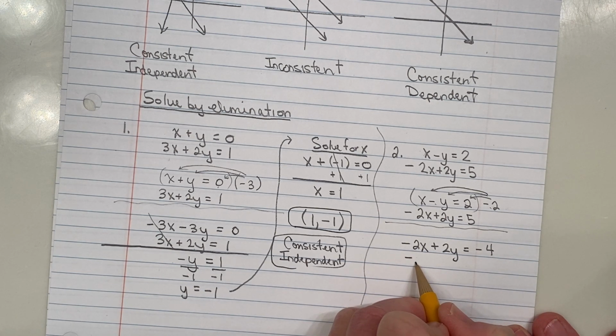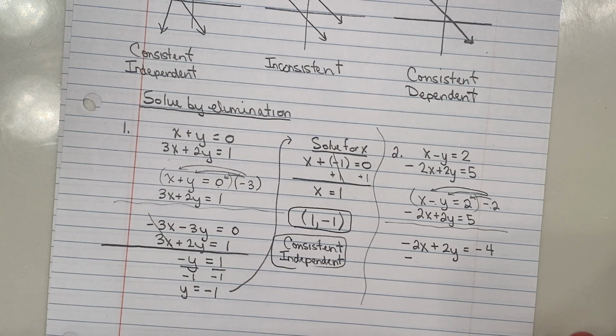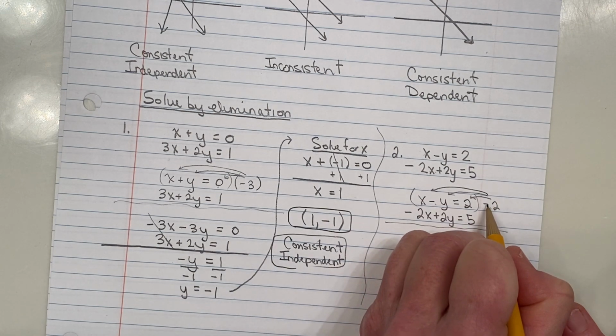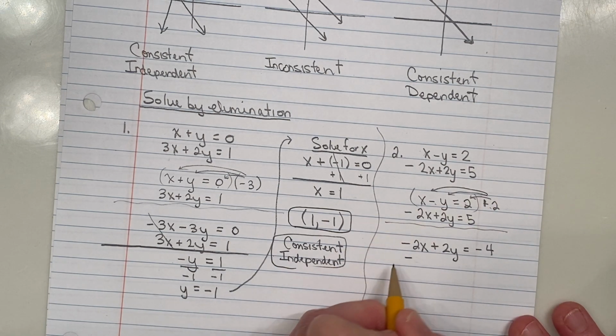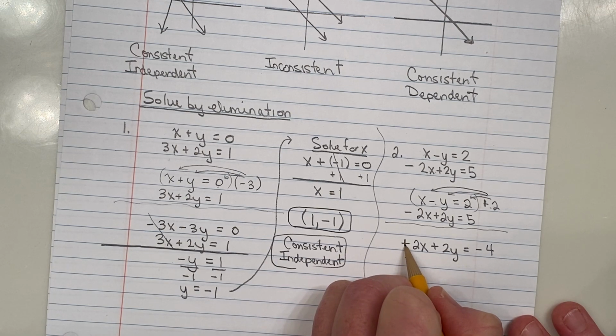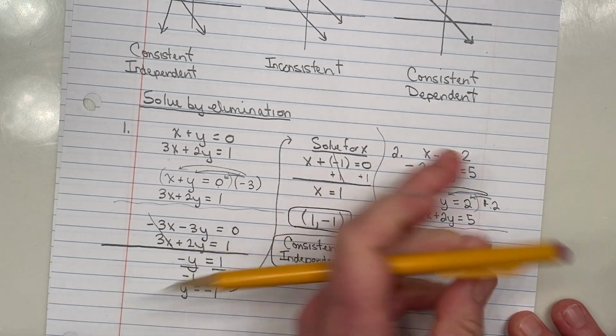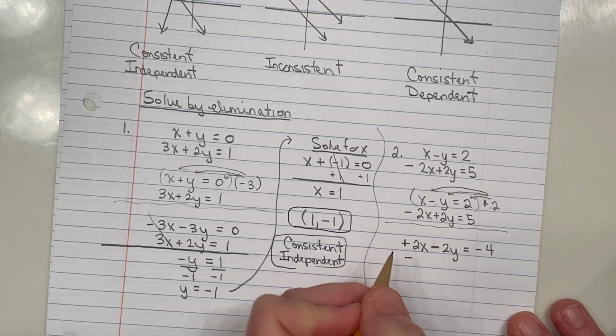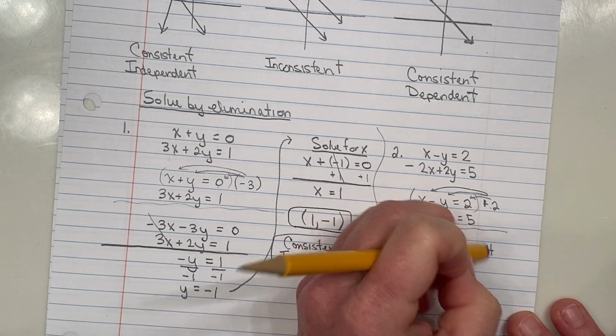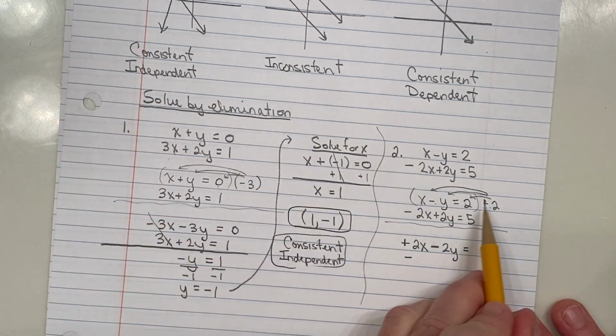Re-record. Why did I multiply by -2? I needed to multiply by +2. Oh, I don't want to restart the video. All right, let me come back up here. Let me multiply by +2. So this would be positive 2x. This would still be negative 2y. And this would be positive 4. So 2x minus 2y equals 4.